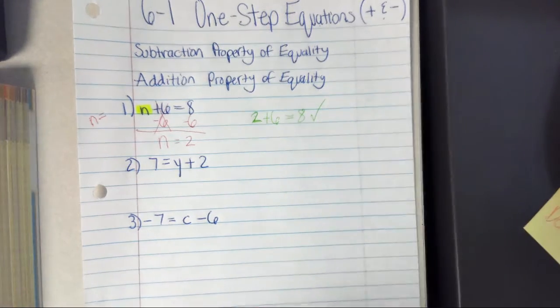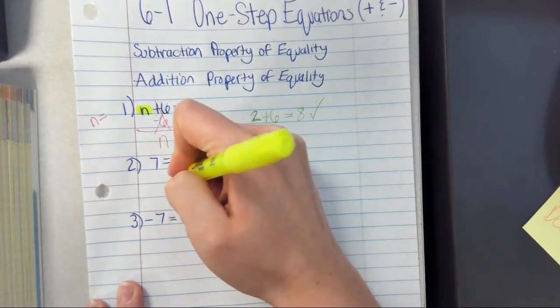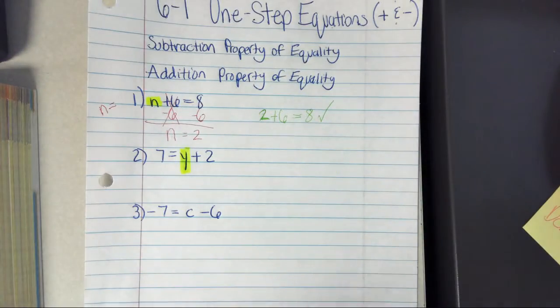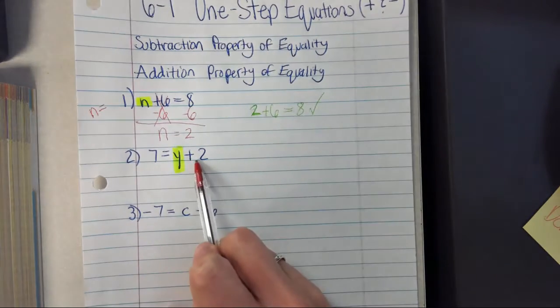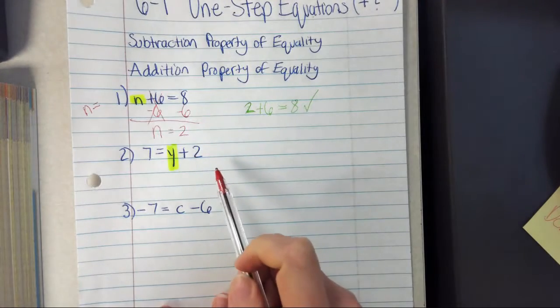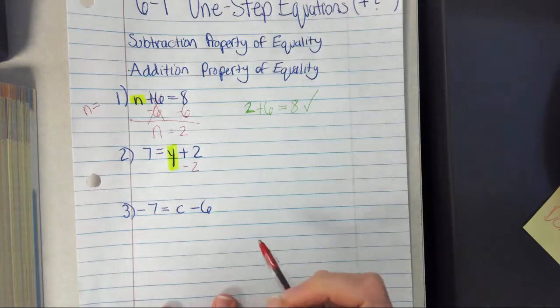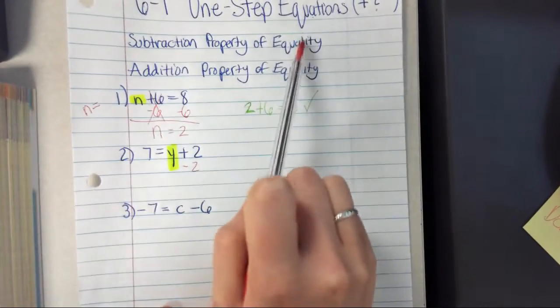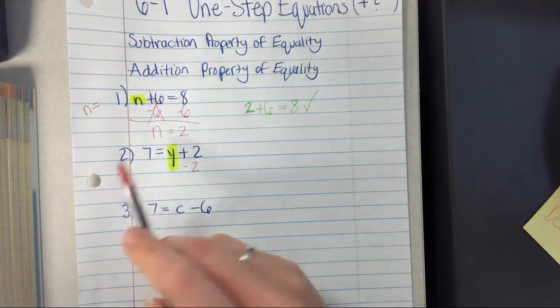From here, you look at your variable and highlight what you're trying to solve for. Then again, you look at what you need to get rid of so that variable can be by itself. Well, here, the 2's on the same side, so I need to get rid of that. Since it's a plus 2 or a positive 2, I would need 2 negatives or a minus 2. And again, because of the subtraction property of equality, if I do something to one side of the equal sign, I still have to do it to the other side so that it stays equal.